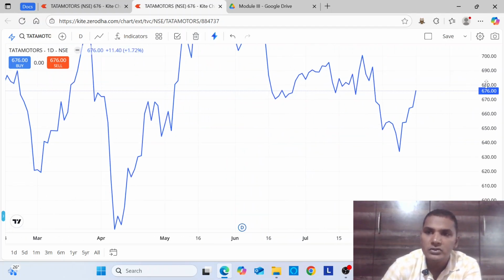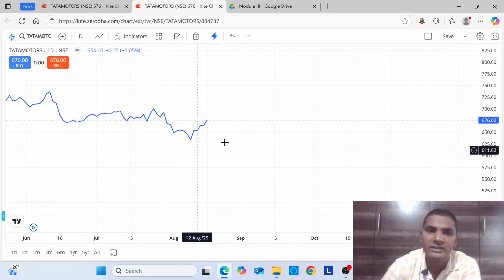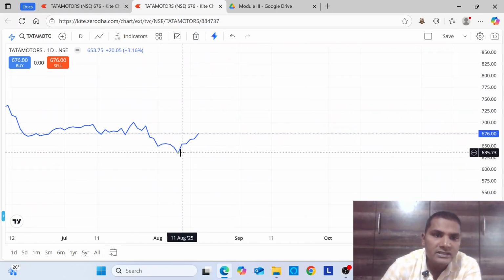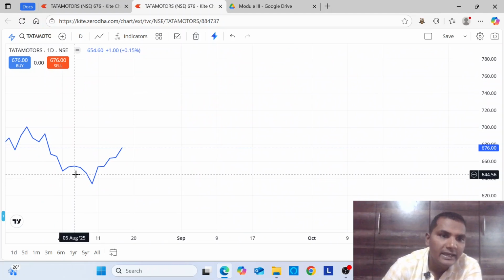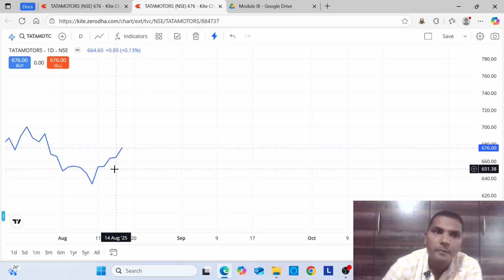So if you want to find out the short term trend, you can see here, since 8 August the price of the stock Tata Motors is rising. It means that for the short term also, it's moving upside. So in that way we can understand the line chart.